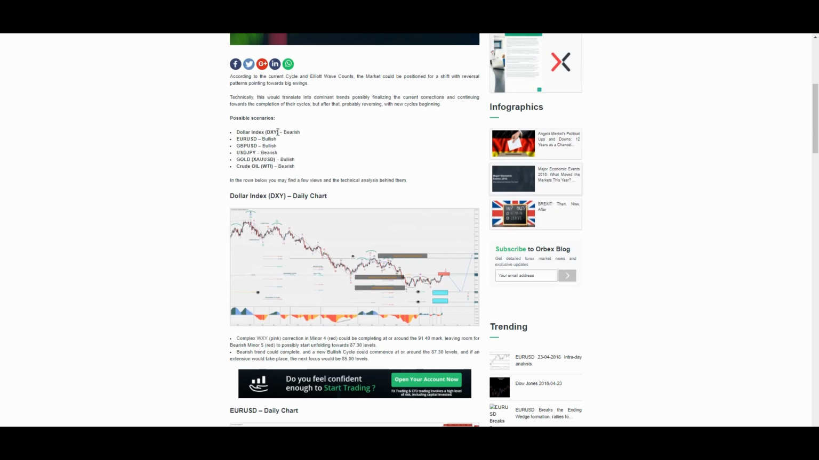So this setup actually is based on the dollar index possibly delivering a downtrend, starting a possible downtrend and completing the cycle, right? After which, obviously, I will see it quite bullish. So the setup is basically for the dollar: dollar bearish, EUR/USD bullish, GBP/USD bullish, USD/JPY bearish, medium term, gold bullish, medium term, and crude oil bearish, medium term.